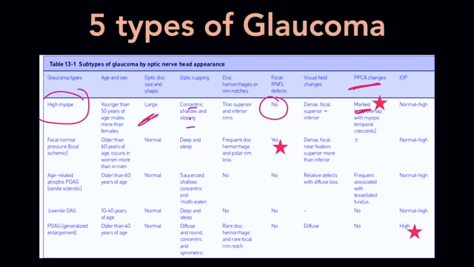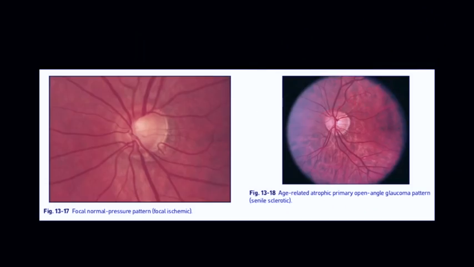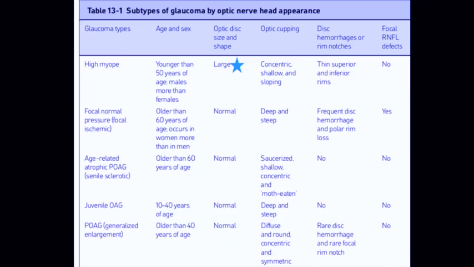The second is going to be the focal normal pressure or focal ischemic type, where you can see focal RNFL defects. That is a very important point to consider. It's more seen in patients more than 60 years of age. Okay, you have deep and steep cups. As we can see in this picture, this is the focal normal pressure type, mostly in patients more than 60 years. You can see a focal RNFLD is there, a focal notch is also noted here.